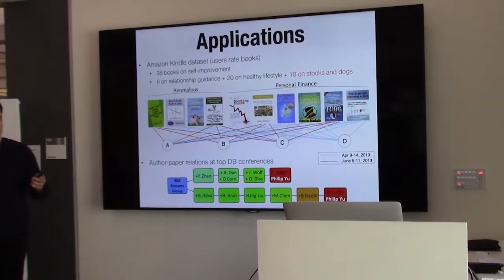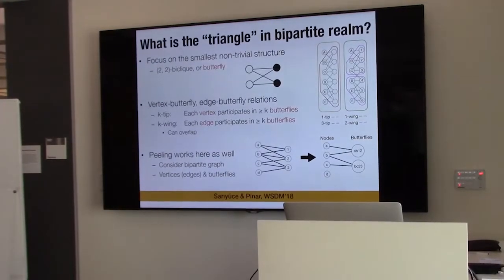I see. So could you go back to the previous slide? So what you're saying is that for a particular vertex in a bipartite graph, I have a tip number, which is analogous to a core number in a unipartite graph, right? And I know what the distribution of a core number is in a unipartite graph. Is the distribution of a tip number in a bipartite graph similar to the core number distribution, or no?